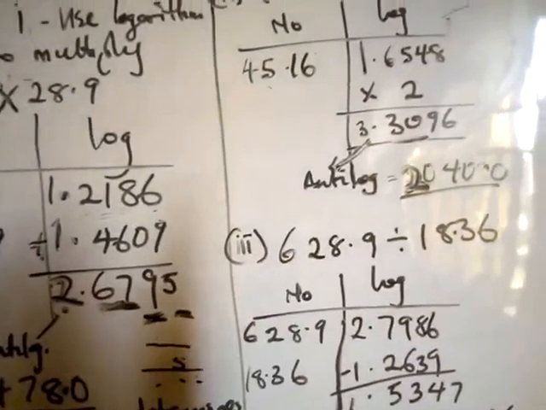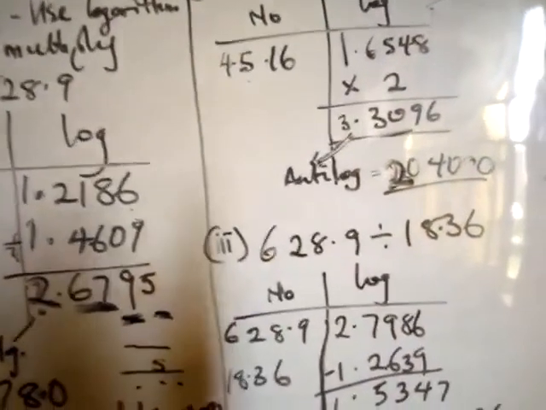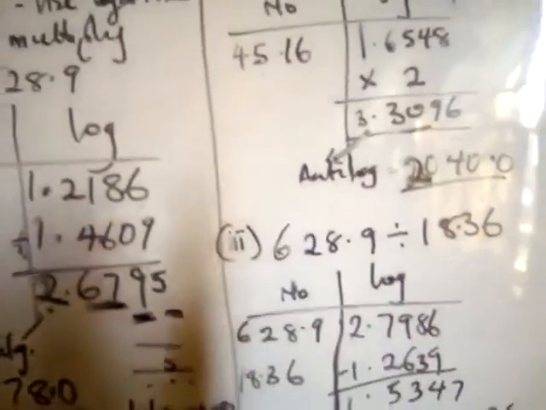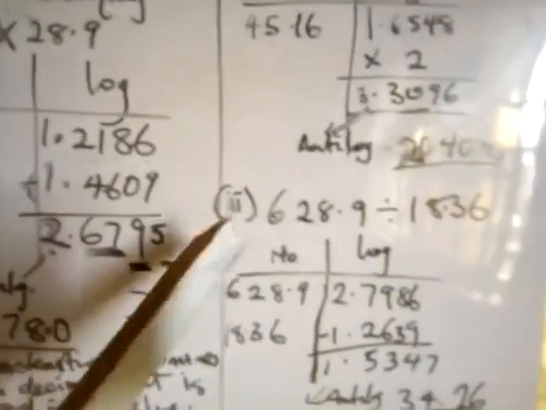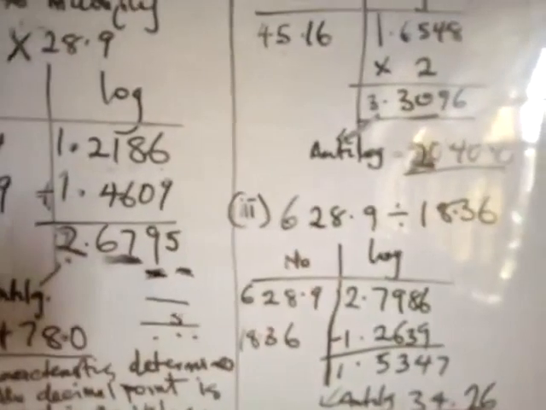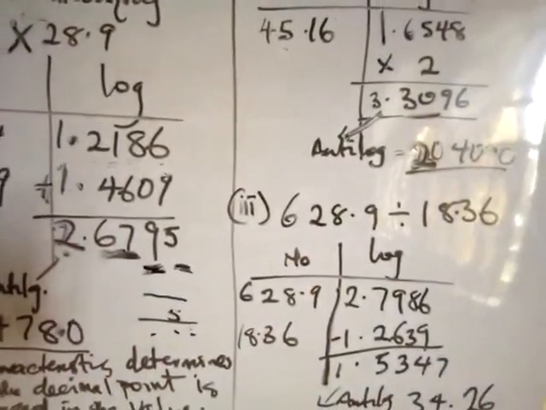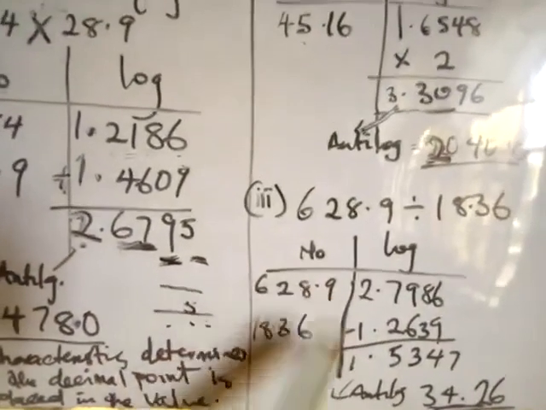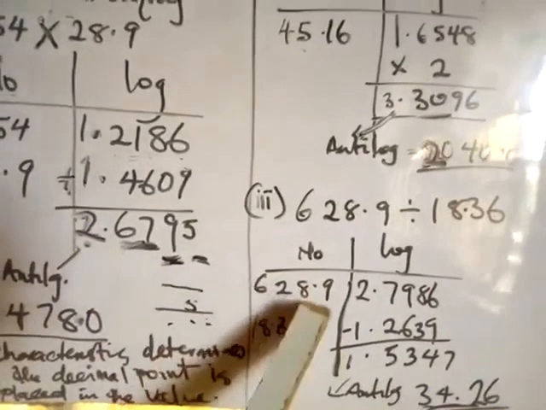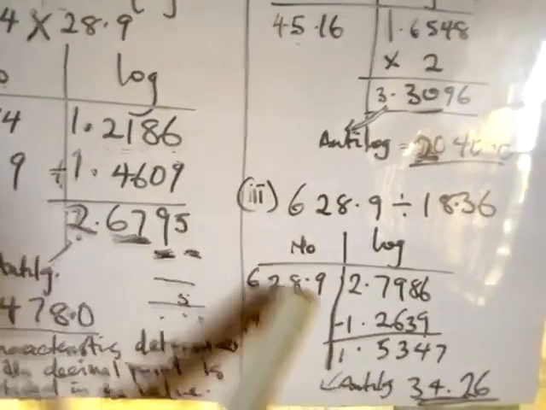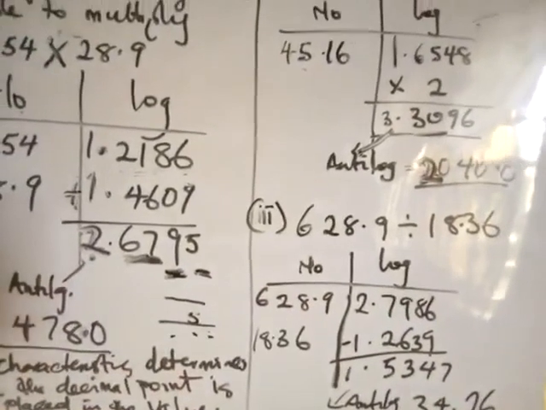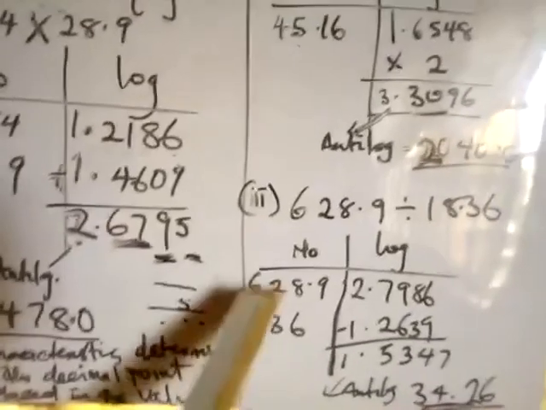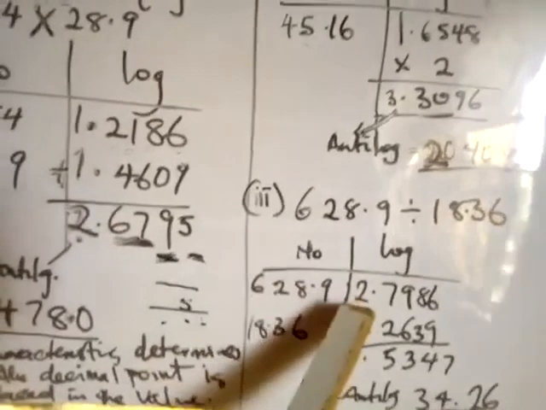628.9 divided by 18.36. So you draw your table, number and log. The first number is 628.9. What's the characteristics here? We have how many digits? 1, 2, 3. So the whole number part has 3 digits, so the characteristic will be 2.